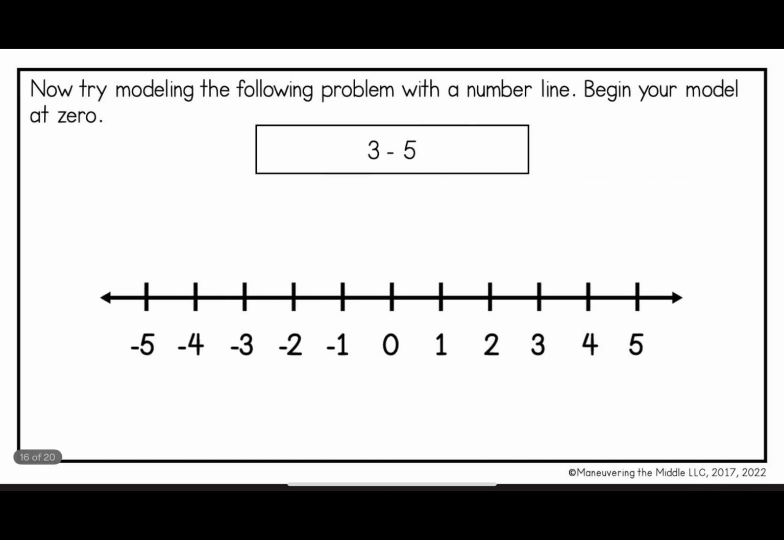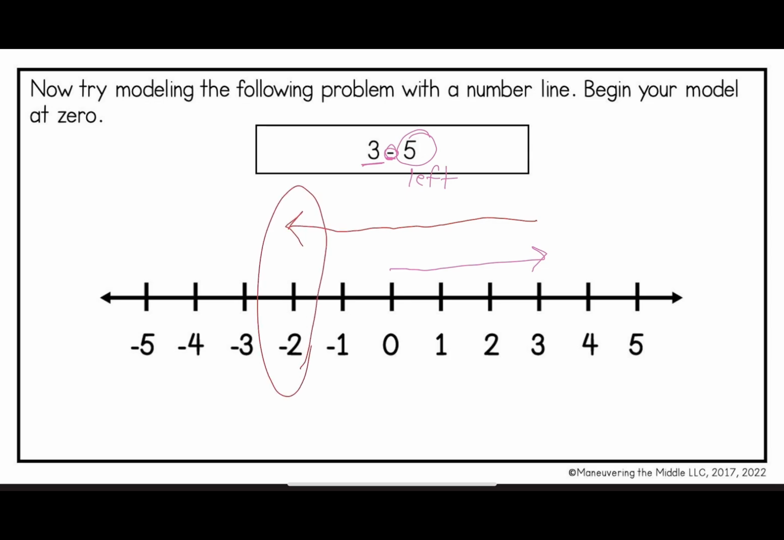Okay, you draw your arrows for this one. You should have started at 0, going to positive 3, so going right. 1, 2, 3. Now we're going to do the opposite of positive 5. Positive means go right, so we're actually going to go left because we're doing the opposite. From 3, we're going left 5. 1, 2, 3, 4, 5. Our answer should be negative 2.